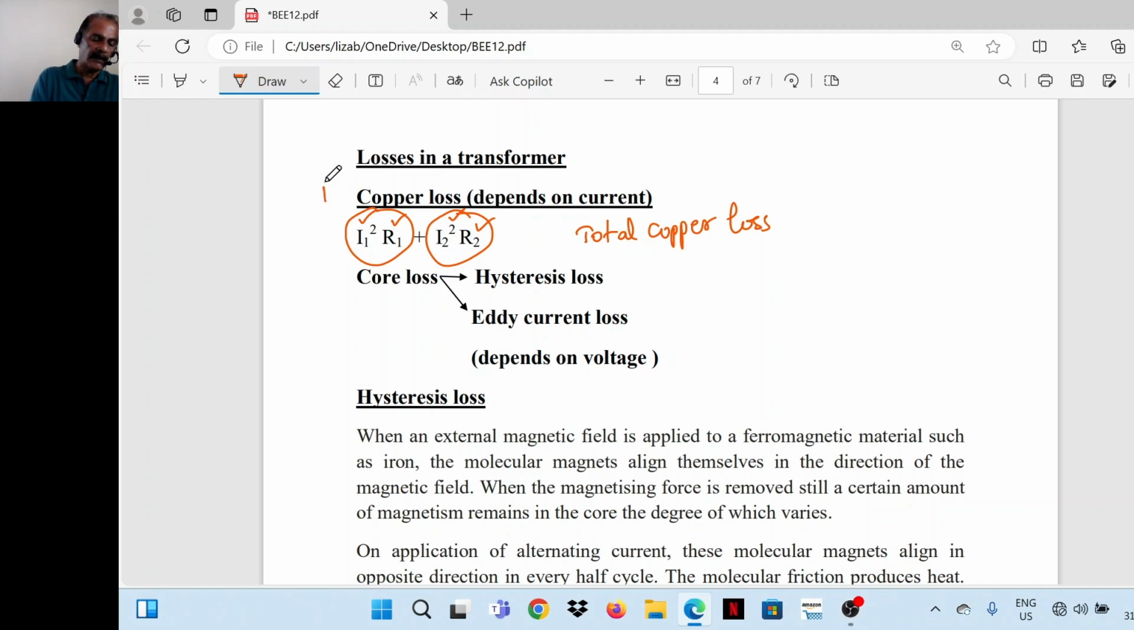So the next part: the first one is copper loss, the second one is core loss. A transformer basically has a core and two windings. So copper loss is the power loss happening in the windings. When current flows through it, the winding has a resistance. Copper wire has a resistance and accordingly a certain amount of heat is dissipated. That is called copper loss. Then the next one is core loss. What is the power loss happening in the core? There are two components for core loss. One is hysteresis loss and the other is eddy current loss.